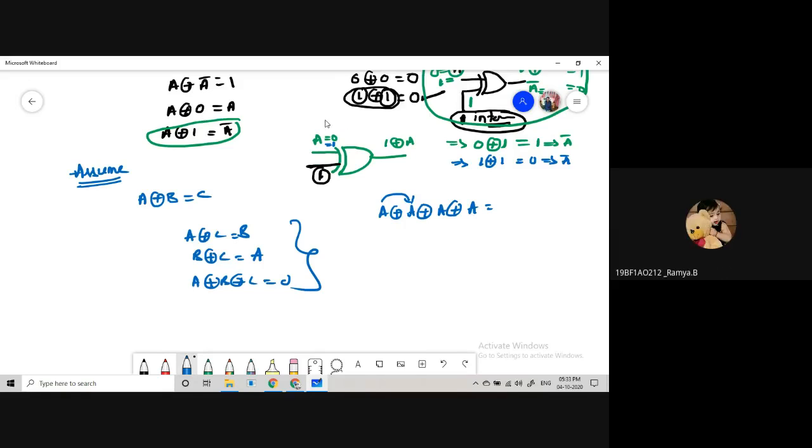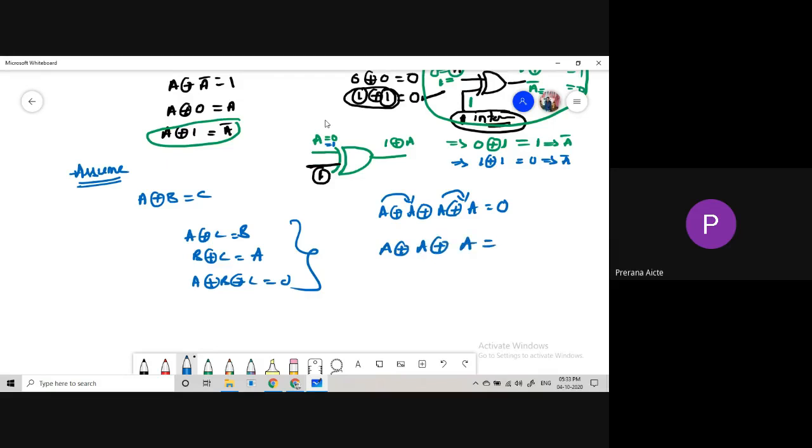Yes, sir. 0 or A? A XOR of A, 0 only. 0, here the inputs. 0, 0, 0 XOR of A. A bar, sir. 0, A. XOR of A. A, A, 0, sir. XOR of A. A, sir, A XOR of A. 0. 0. Super. Okay. Then for this A XOR of A.